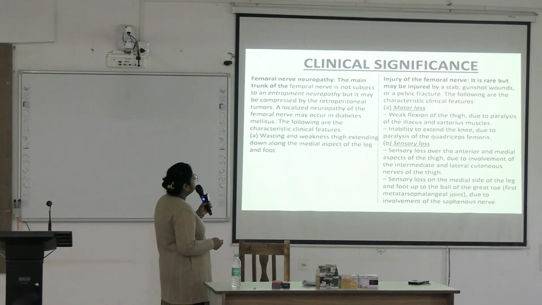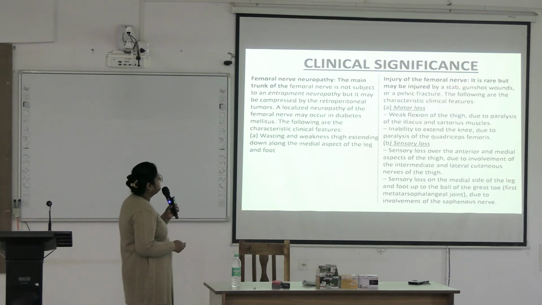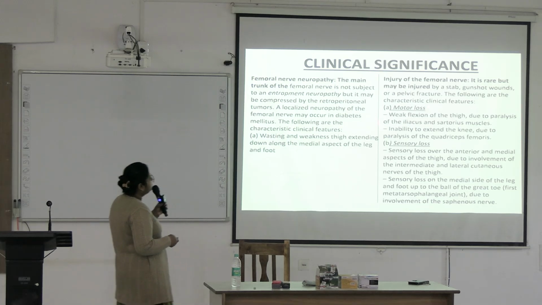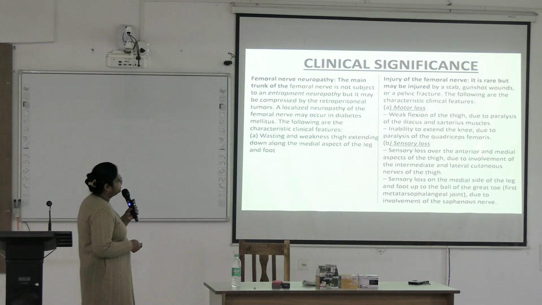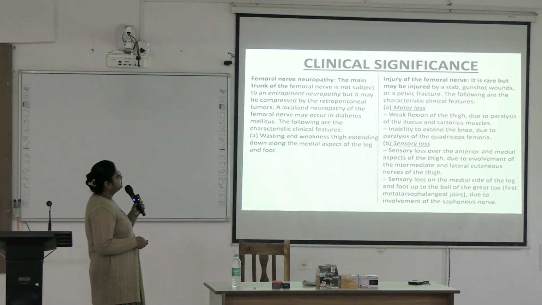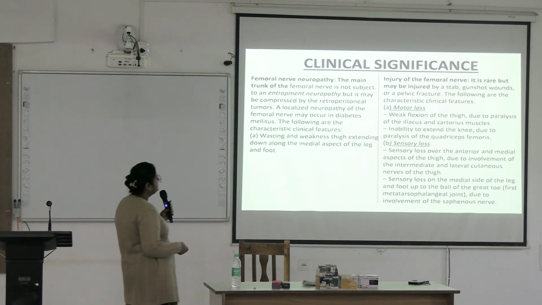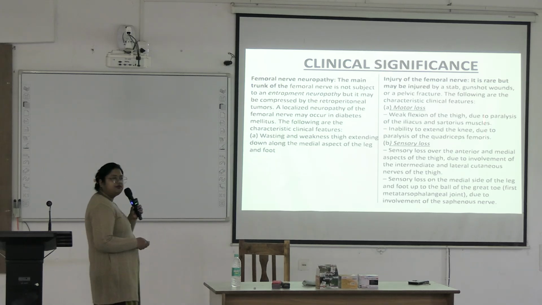Next is injury of the femoral nerve. It is rare but may be injured by stab injury, gunshot wounds, or a pelvic fracture in the femoral region. The following are the clinical features. There will be motor loss: weak flexion of the thigh due to paralysis of iliacus and sartorius, and inability to extend the knee due to paralysis of the quadriceps femoris. All these muscles are supplied by the femoral nerve, and there will also be sensory loss.